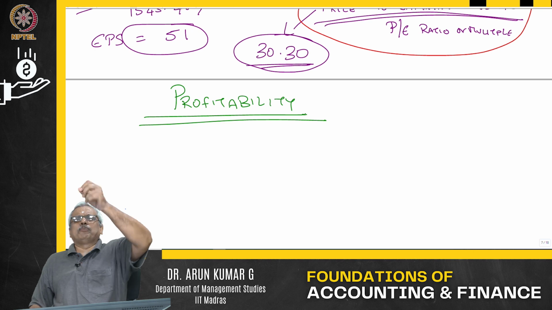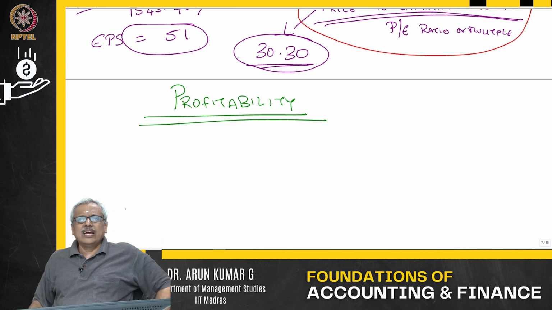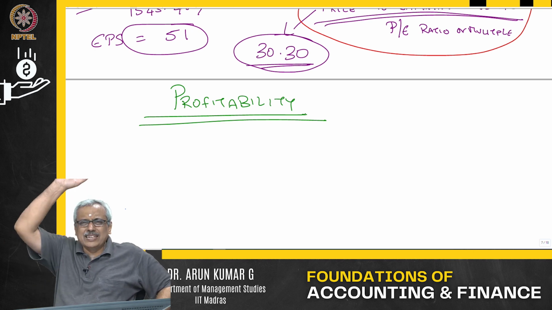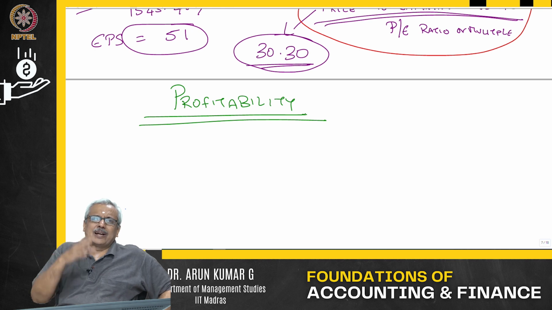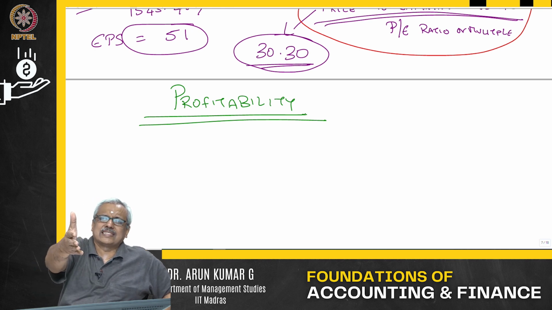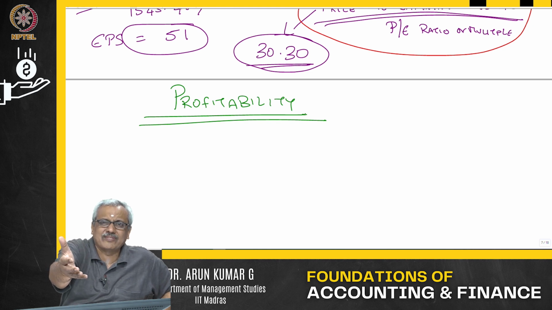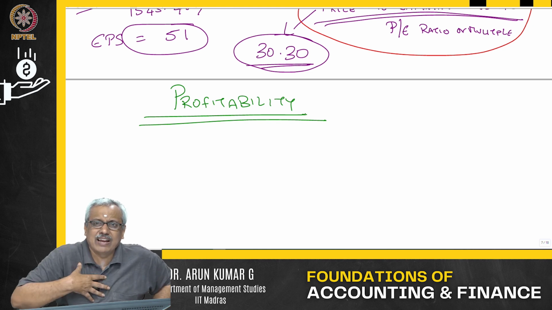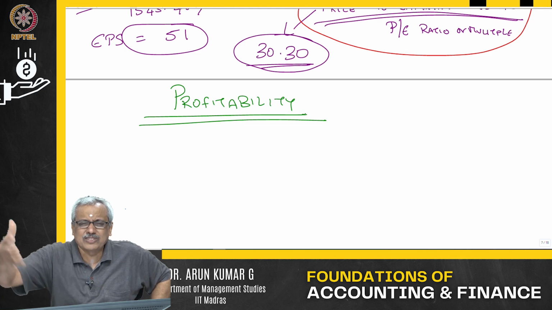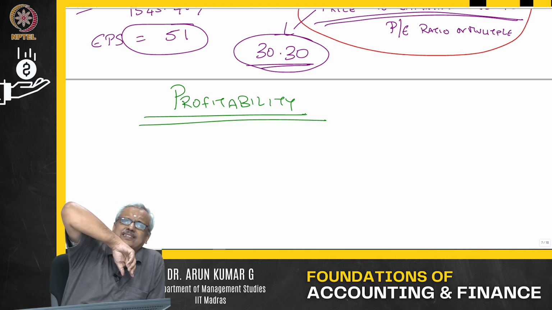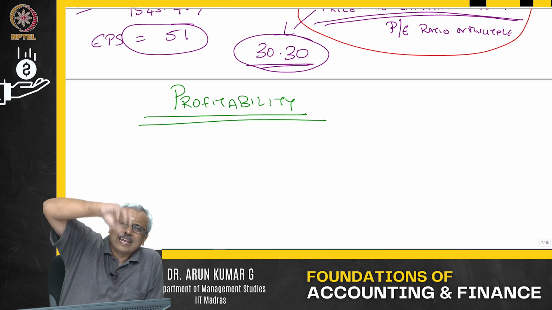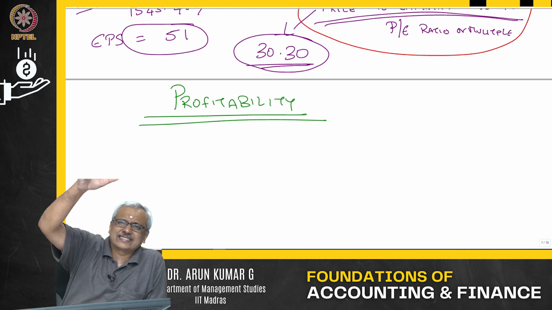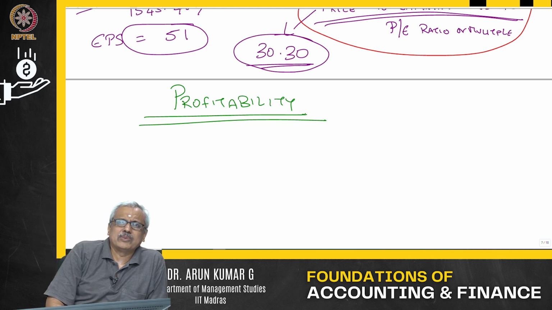For example, you are an employee of the company. If you are an employee, you will still be interested in the profitability of the business because you want to know whether the business is going to survive or not. Only if the business is profitable will it survive. If it is going to survive, then I will have my job, they will give me my bonus, and so on. So, every stakeholder is interested in profitability.